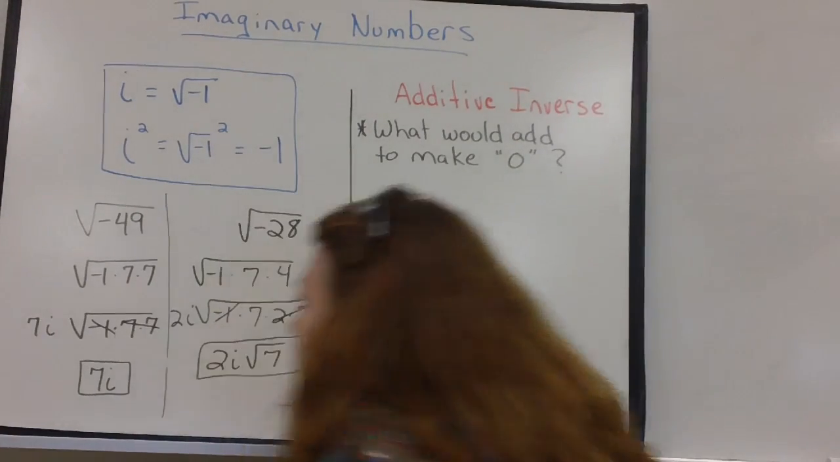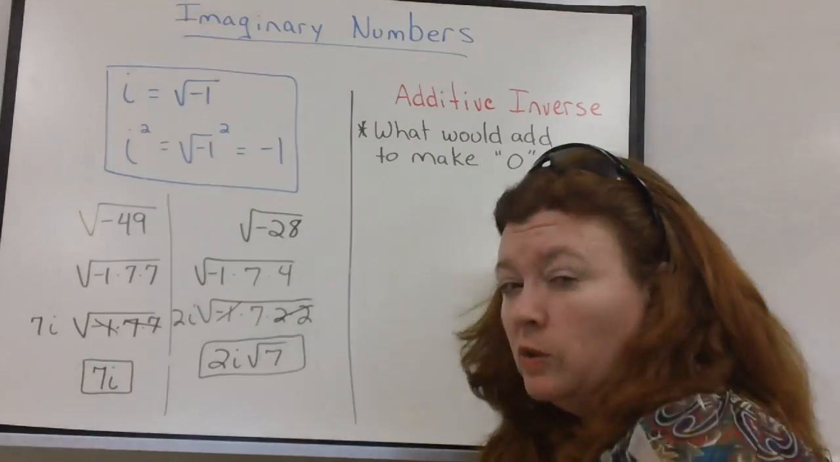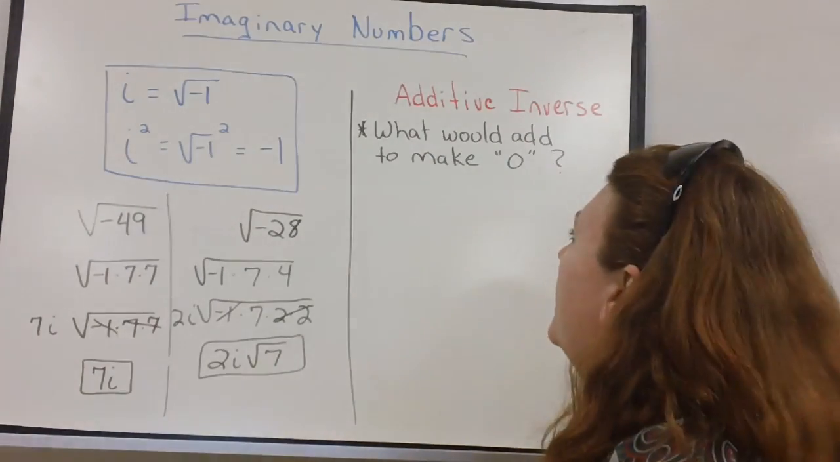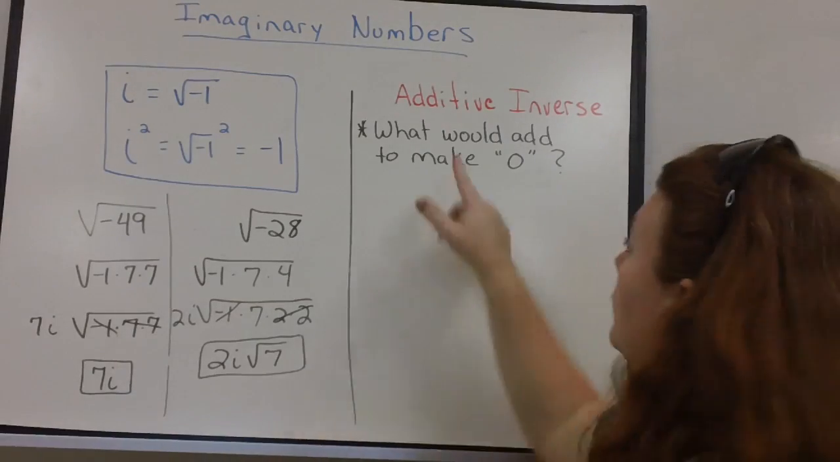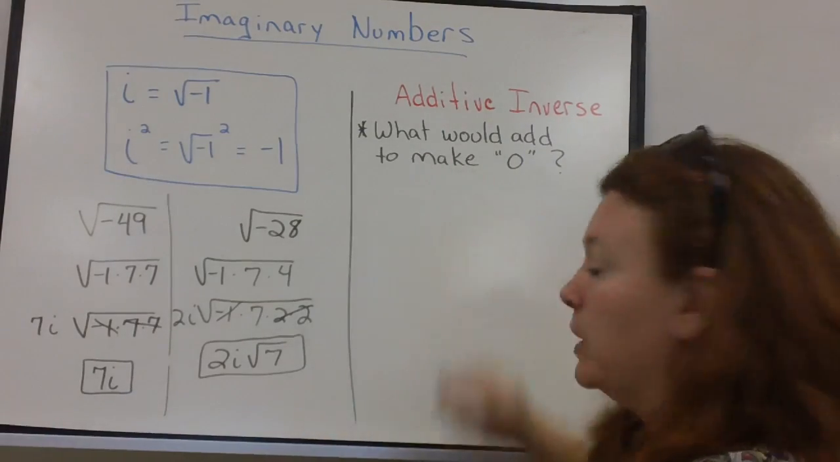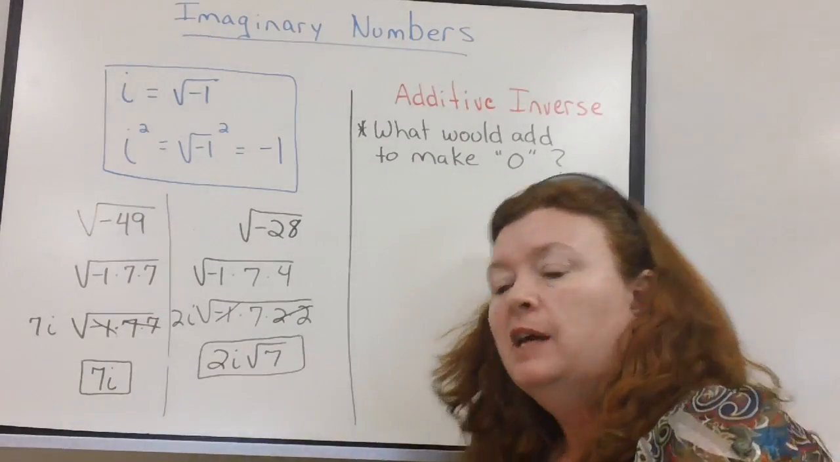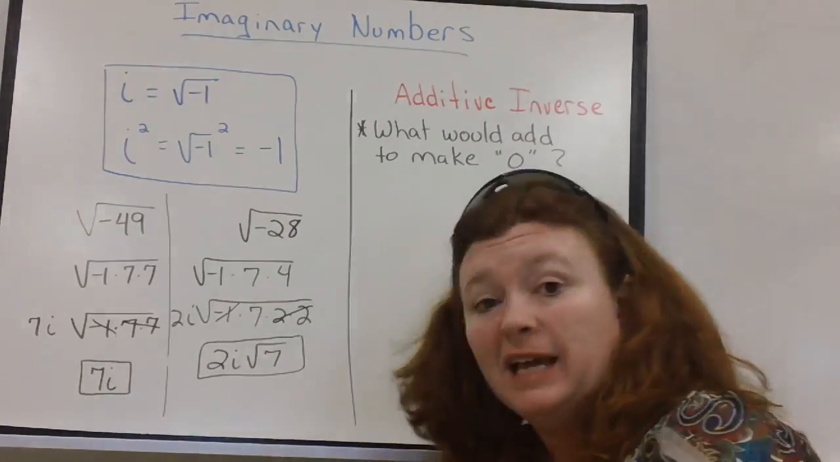All right. Sidebar, I want to talk to you real quick about additive inverse. What is an additive inverse? Basically, you ask yourself, what would add to make 0? So the additive inverse of 5 would be -5. The additive inverse of 2x would be -2x.